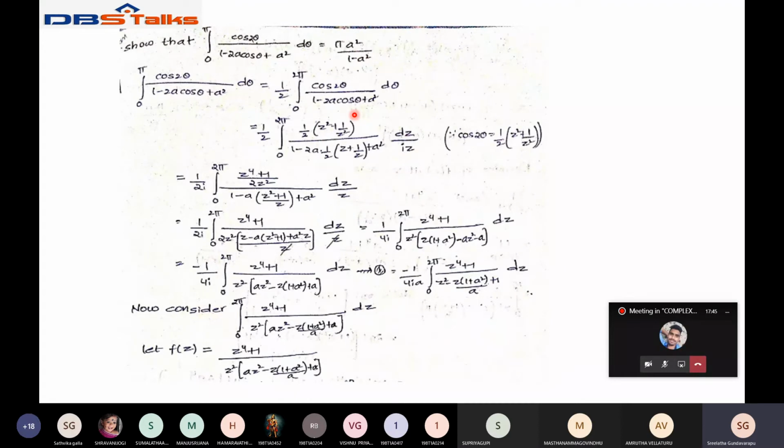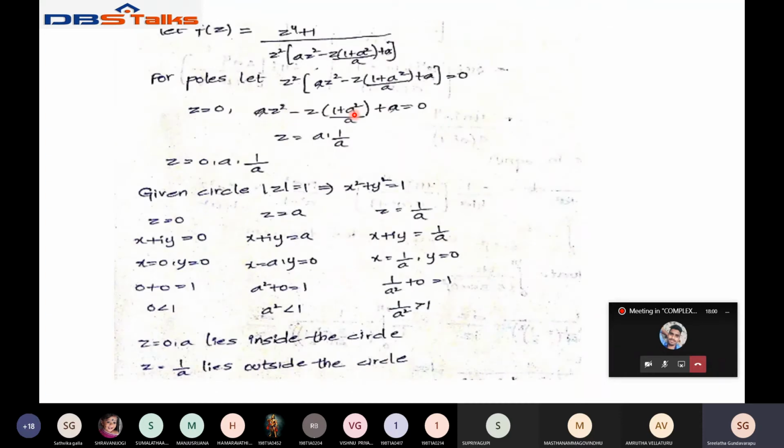So let f of z is z power 4 plus 1 by z square into a z square minus z into 1 plus a square by a plus a. Now we have to find the poles of the denominator. For poles, let the denominator equal to 0. Z square into a z square minus z into 1 plus a square by a plus a equal to 0. Z square equal to 0 means z equal to 0, and from the second factor we get z equal to a, 1 by a. So three poles: 0, a, 1 by a.